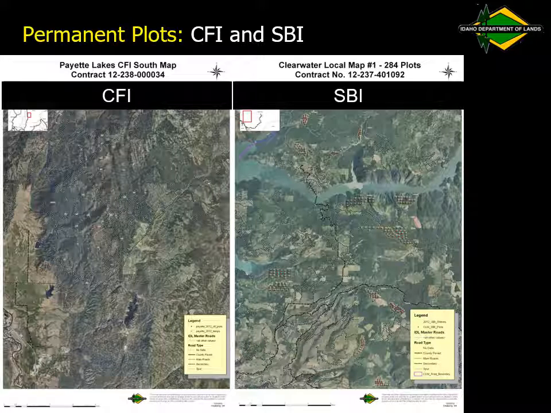If we look at these two maps, we can see the difference in intensity of these two types of inventories because of what we want to get out of the data. In the CFI, we're looking at a much larger landscape in which there's just a handful of scattered plots, compared to the stand-based inventory approach, where we have delineated stand boundaries with fixed plots on a grid that's giving us very intensive data about this site.